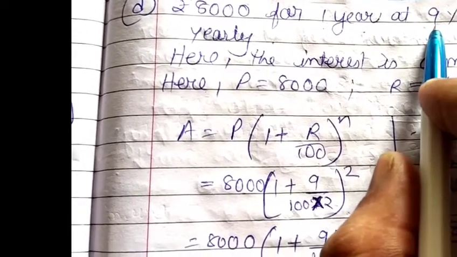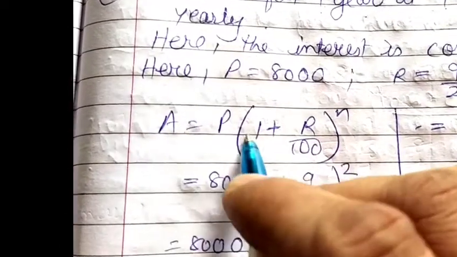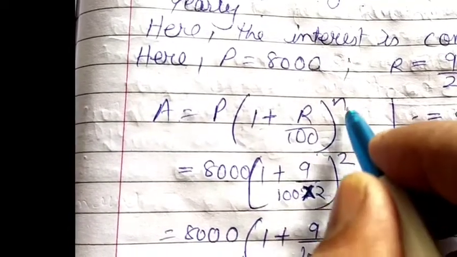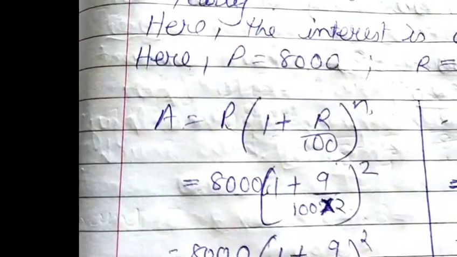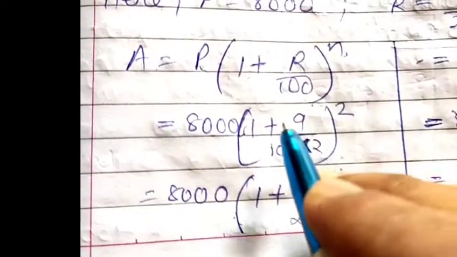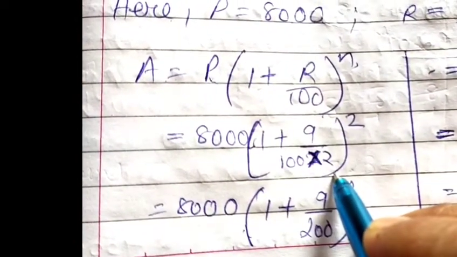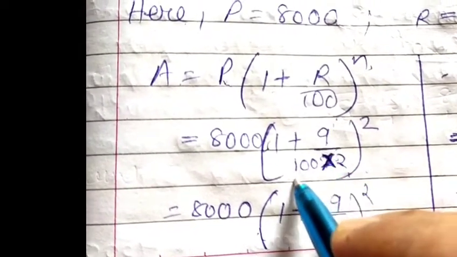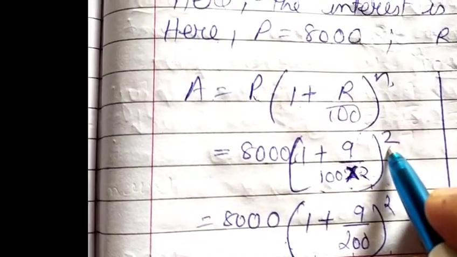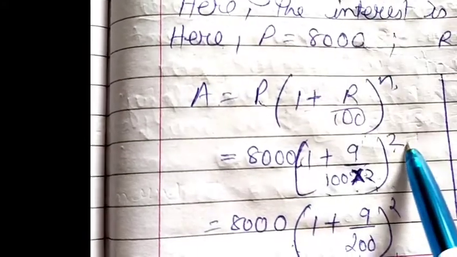So let us start. A equals P in bracket 1 plus R upon 100 to the whole n. P, which is 8,000, plus 9 by 2. Write down 9 by 2, or you can write 45 by 10, that is 4.5, into 100 as it is, to the whole 2 years. Now 1 year will become 2 years.